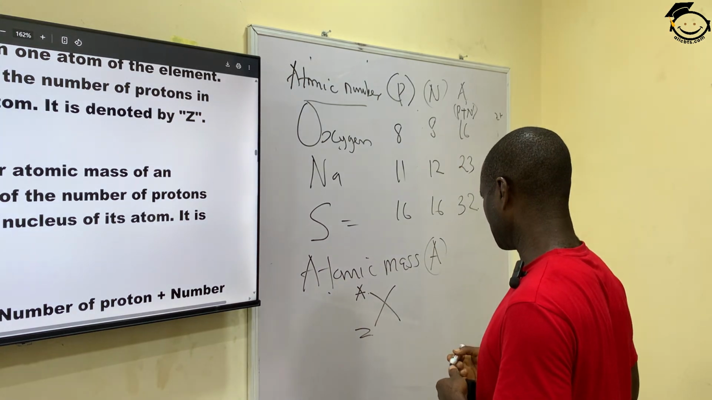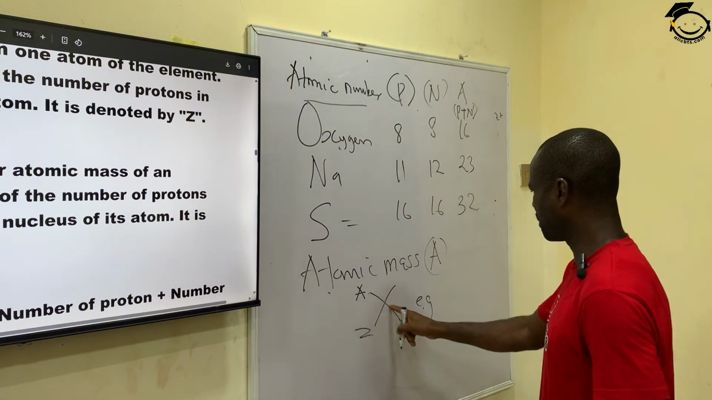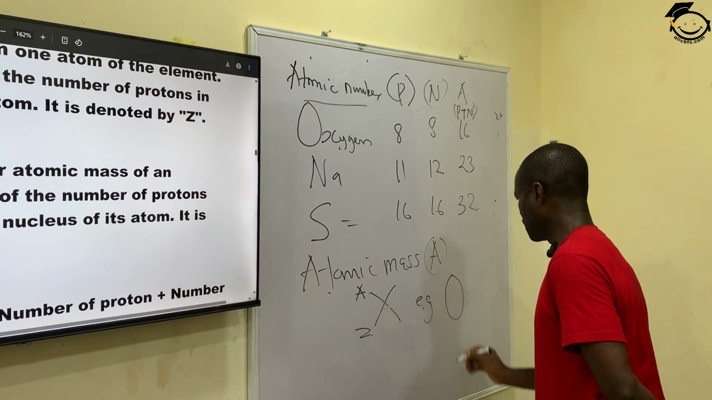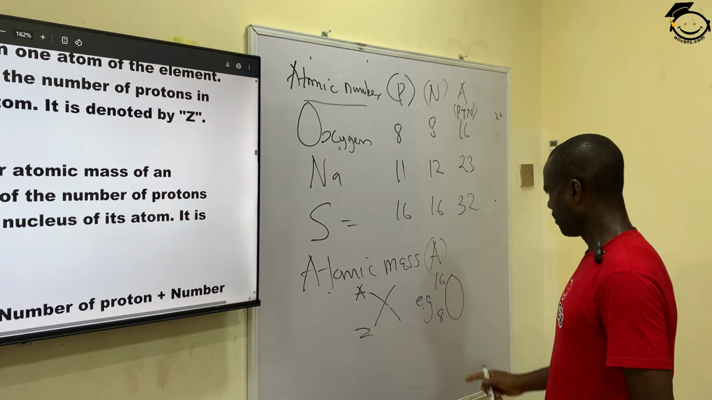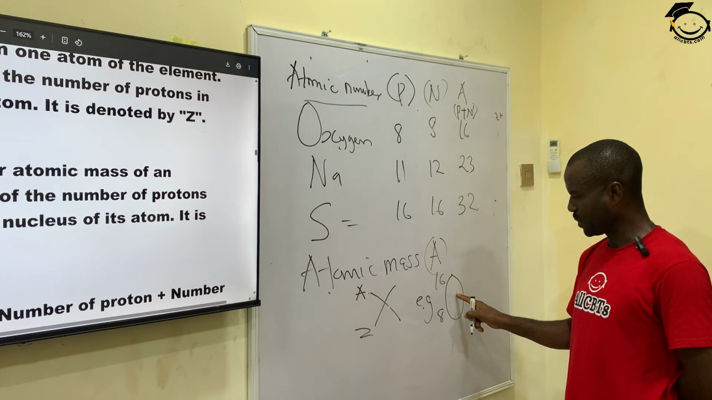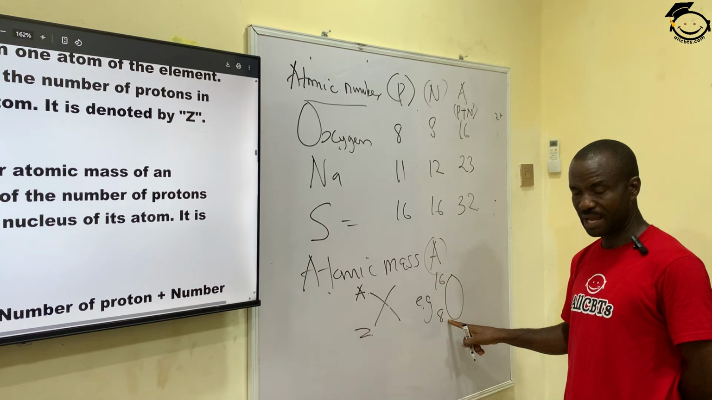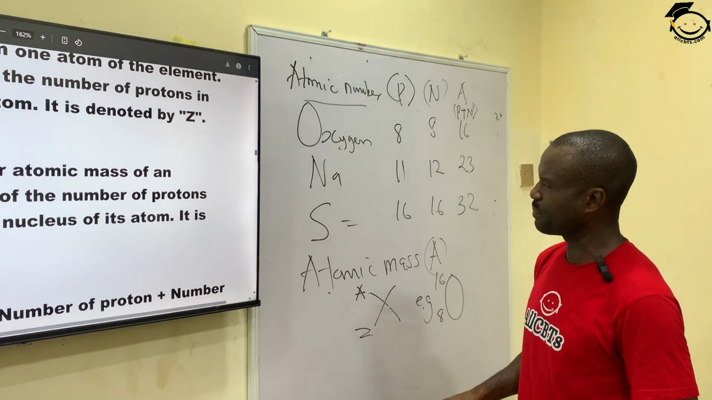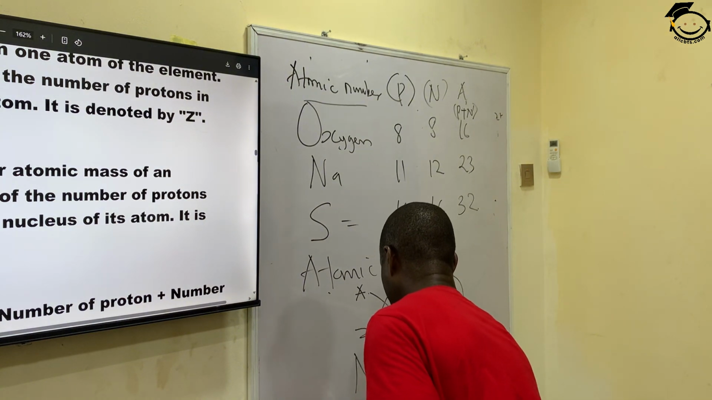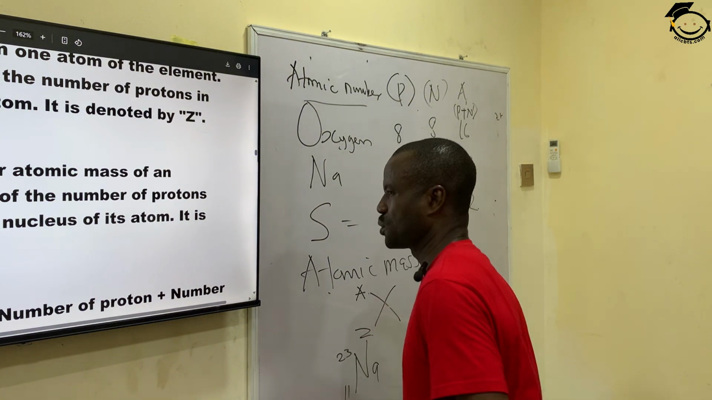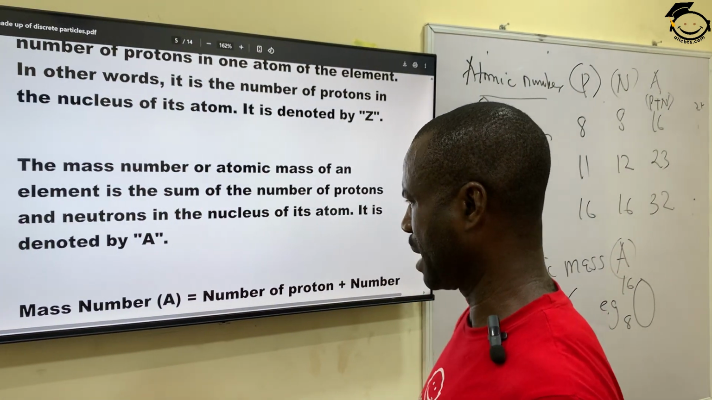So let's give examples. For instance, oxygen. Oxygen can be represented as O 16. So this is how to represent oxygen, meaning the atomic mass of oxygen is 16, atomic number is 8. Sodium can be represented as 11, 23, and so on and so forth. So that is basically the difference between atomic number and atomic mass.